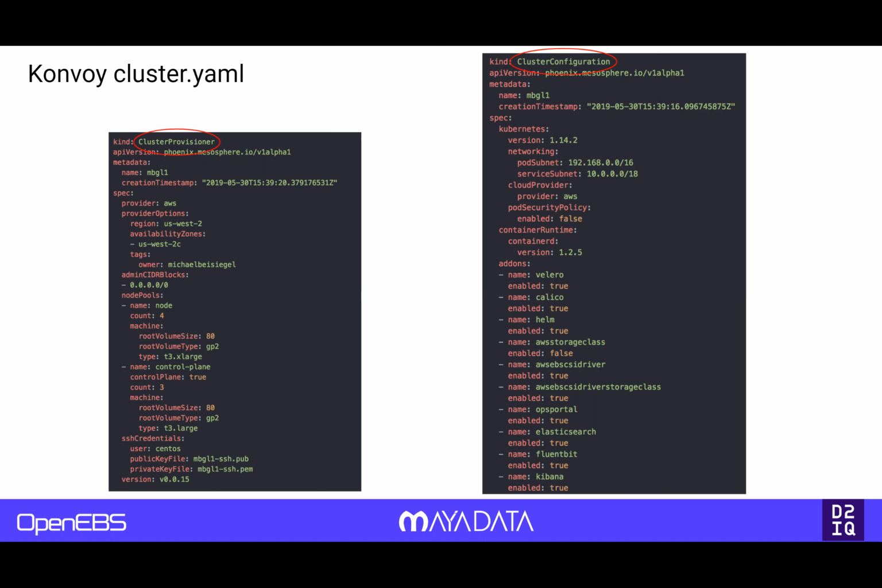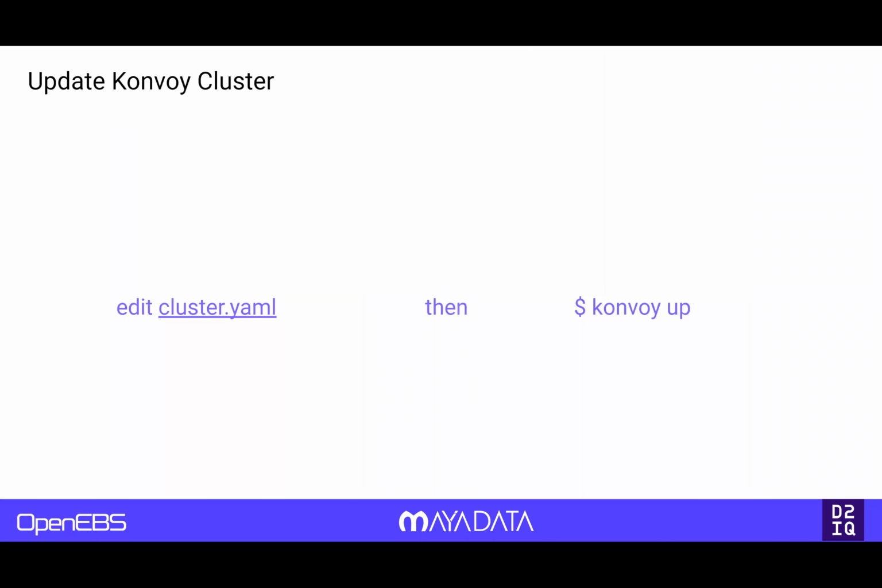If you just do Konvoy up, after the up, basically you will see that file, right? And if you have a cluster, let's say with 4 nodes, you can actually go in here and say, I want 10 worker nodes, right? And then you run just the Konvoy up basically again, and we see that in the next slide. So you edit the cluster YAML file, and then you just do a Konvoy up.